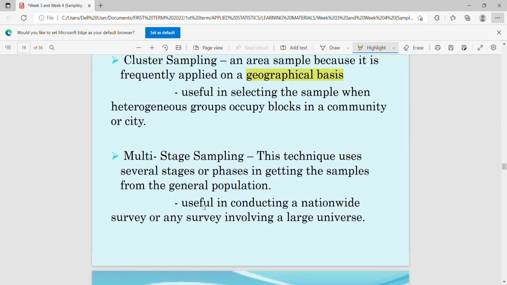Another thing is multi-stage sampling. So this technique uses several stages or phases in getting the sample from the general population. So it is useful in conducting a nationwide survey or any survey involving a large universe. So this kind of sampling method, from the word multi-stage, is a combination of the techniques.